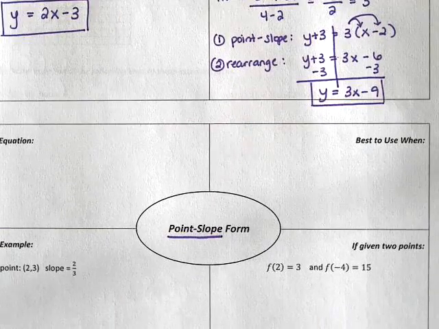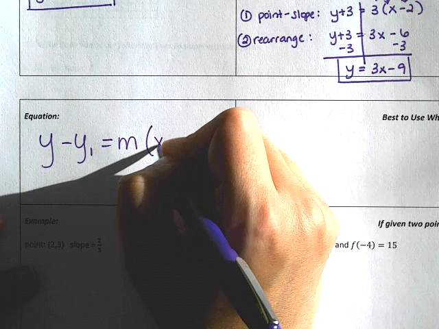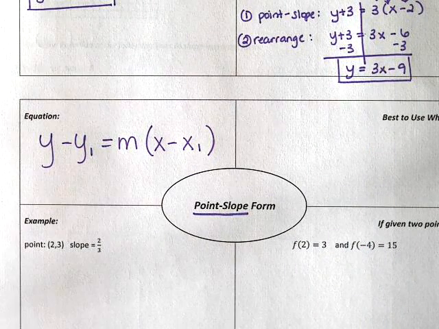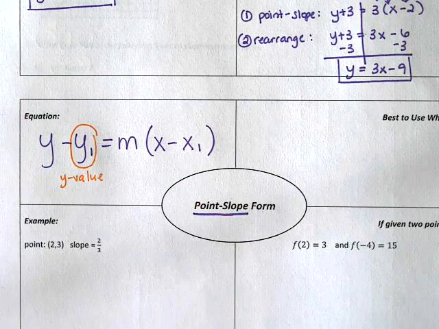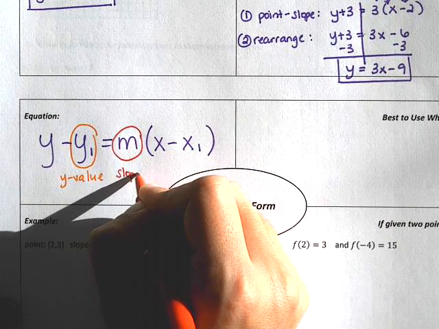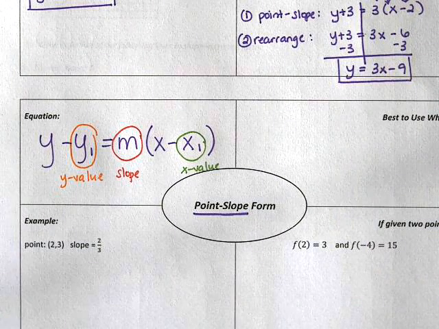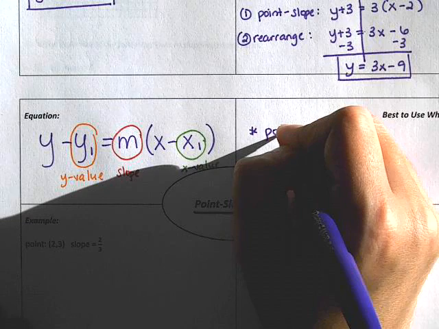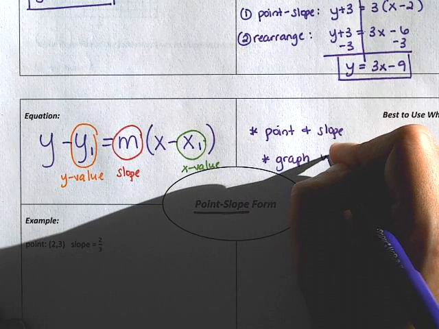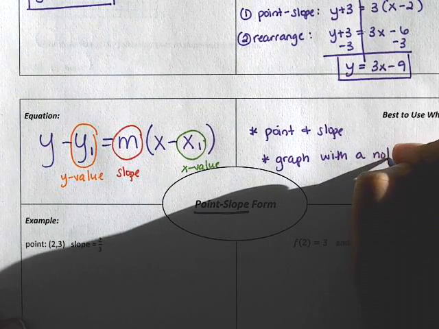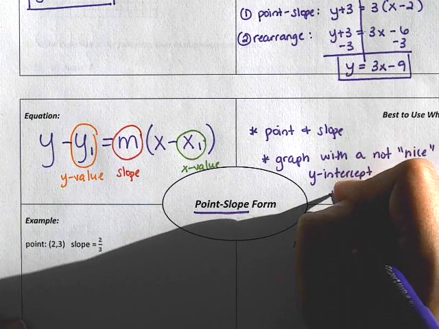Now point slope, on the other hand, is good at different times. Just to review, point slope looks like this. y minus y1 equals m parentheses x minus x1, where y1 is the y value from the ordered pair, m is the slope, and x1 is the x value from the ordered pair. Now this is going to be best to use when you have a point and a slope, when you have a graph with a not nice y-intercept, or when you have 2 points.